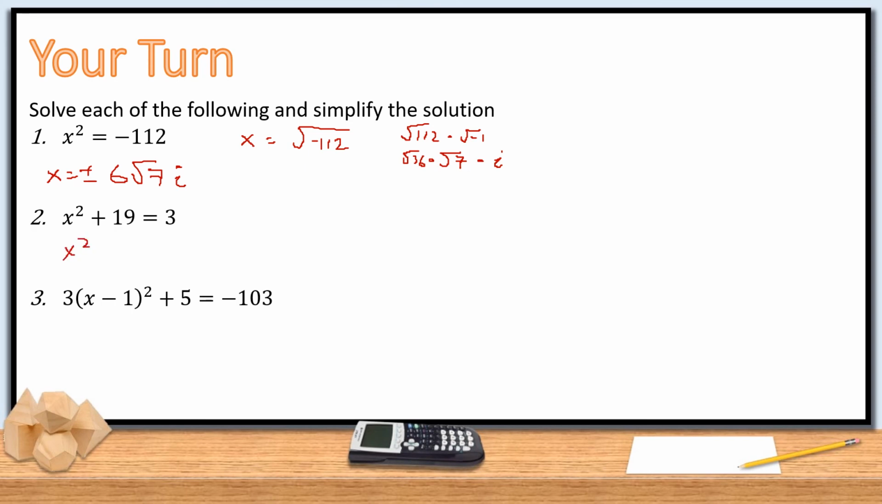Next one, x squared is equal to, subtract 19 from both sides, so -16. Square root of -16, x is equal to plus or minus 4i.